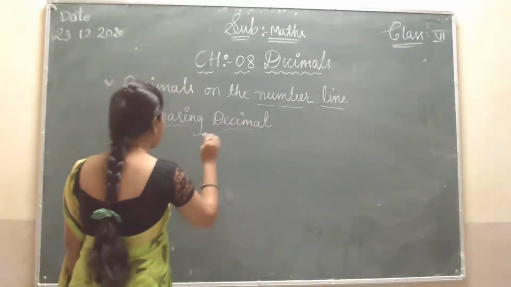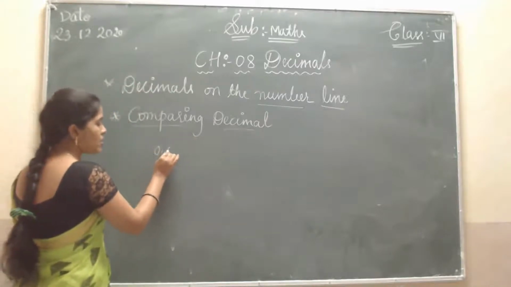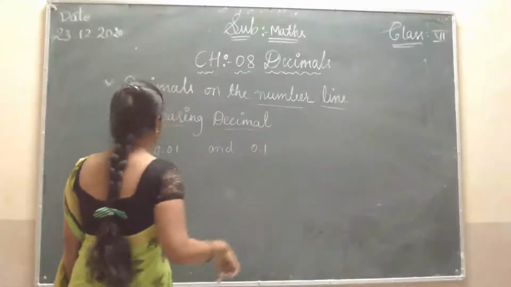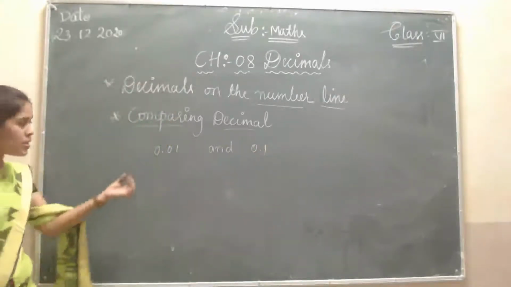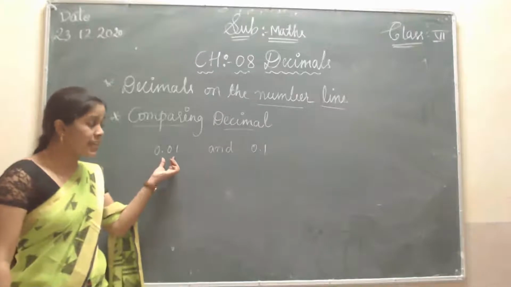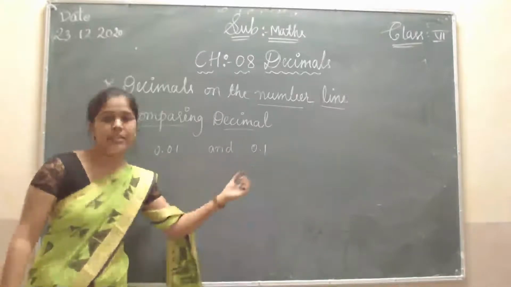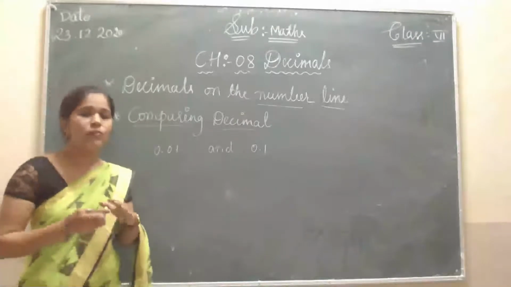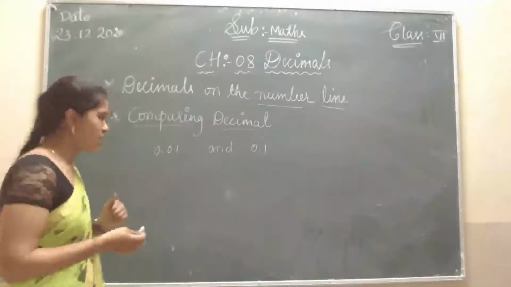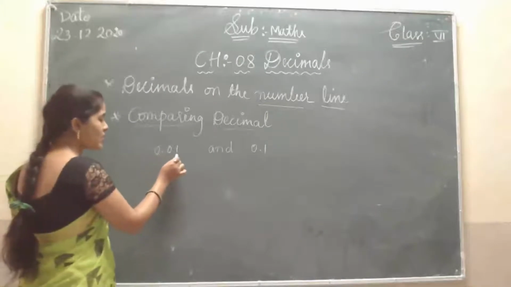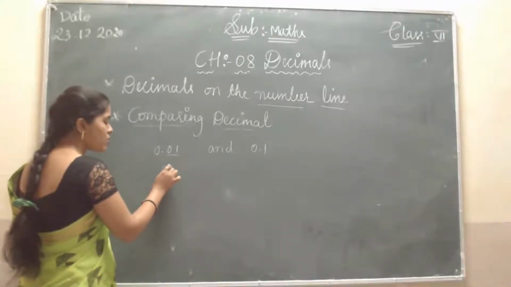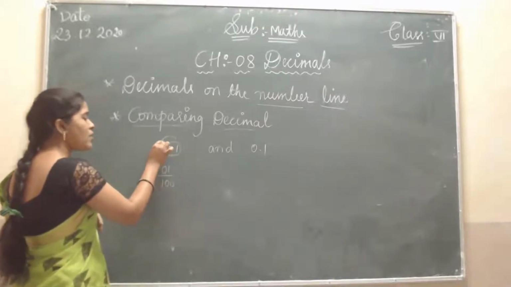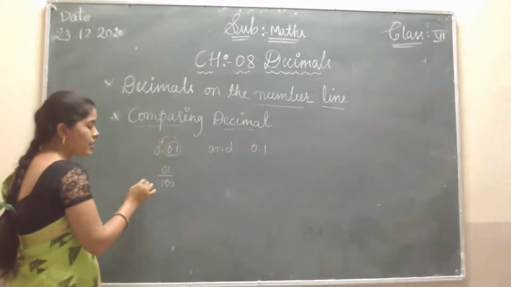See here, for example, take two decimals, 0.01 and 0.1. Which is greater, 0.01 or 0.1? First, while comparing decimals, we have to convert the decimal to a fraction. Here 0.01 has two numbers after the decimal point, so we take 100 in the denominator.